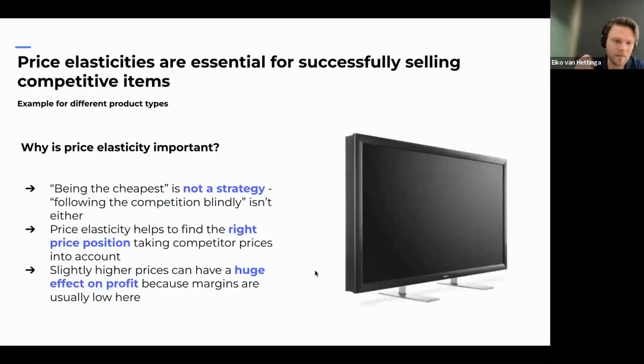Now, another kind of product where price elasticities are important are very competitive products. Because what we see a lot here is just to match competitor prices or to fix your position with a fixed rule to the competitor price. But usually just following the competition blindly, the blind follows the blind, or just trying to be the cheapest is not a strategy, at least not a profitable strategy, and not a strategy that you can apply to a large part of your products. Price elasticity can help us here to find the right price position, taking competitor price into account.